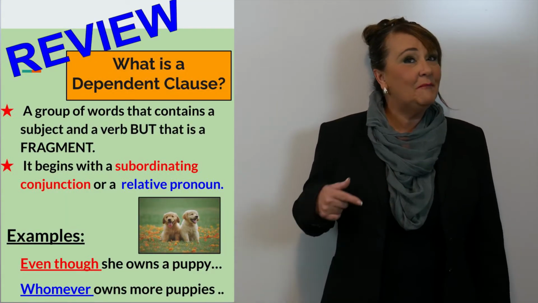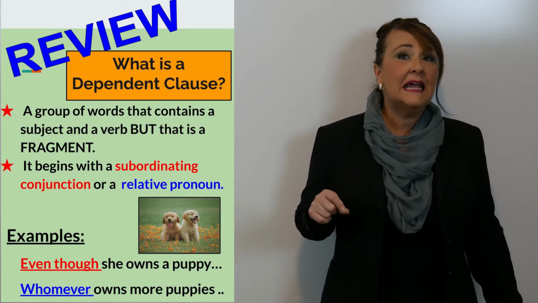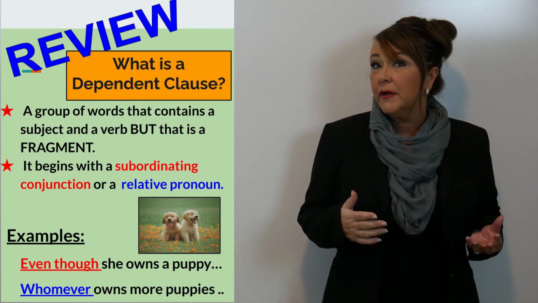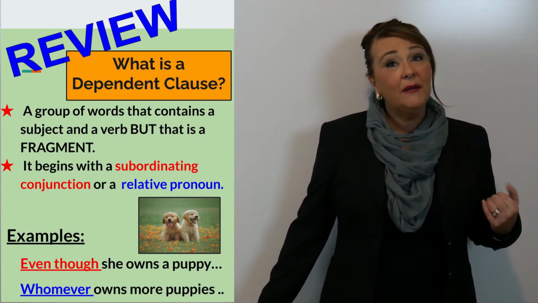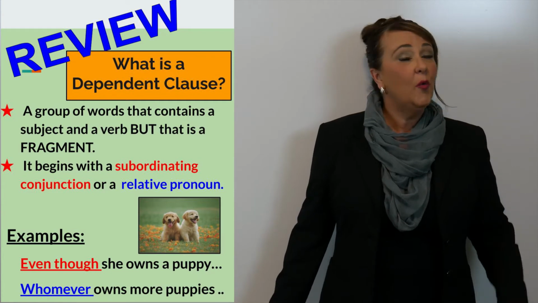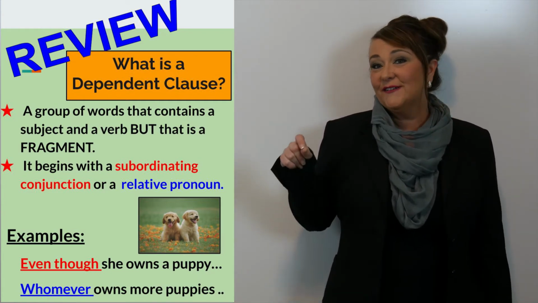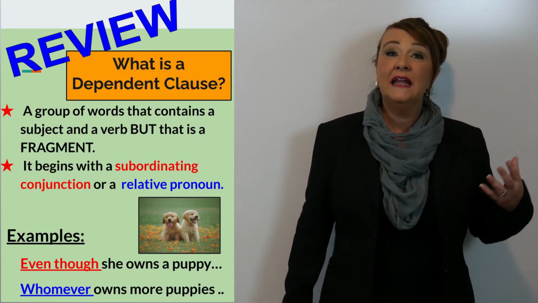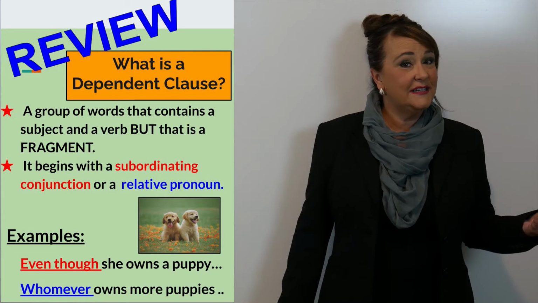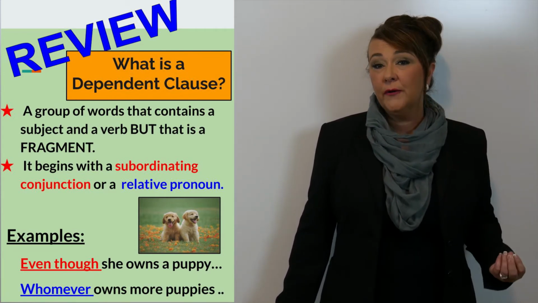Remember that a dependent clause is a group of words that may contain a subject and a verb, but it's still a fragment. And it's a fragment because it begins with a subordinating conjunction or a relative pronoun. We had practice putting subordinating conjunctions before a sentence, and now we're going to look at the relative pronouns.